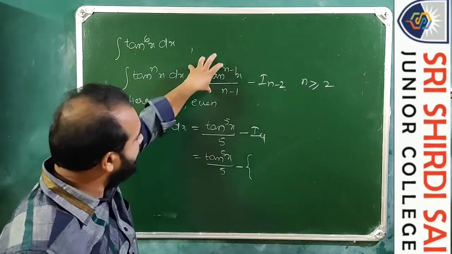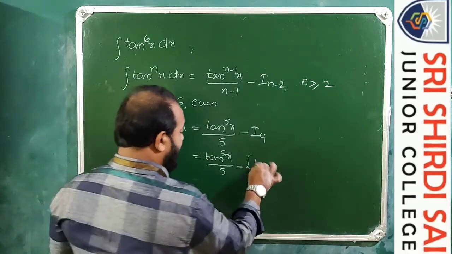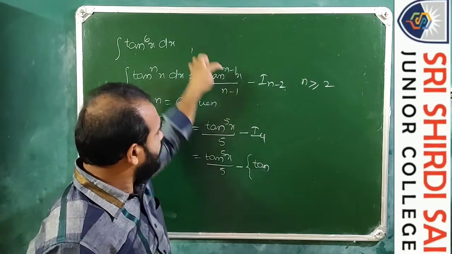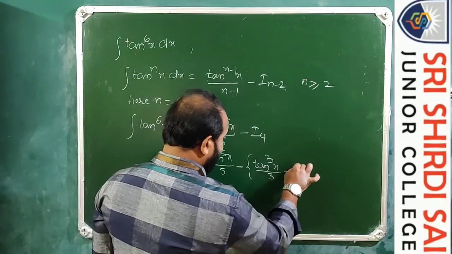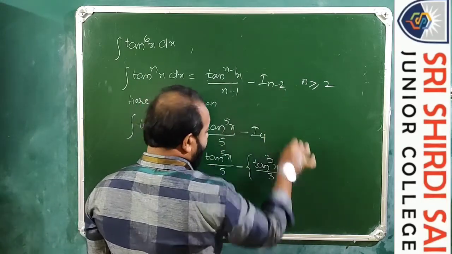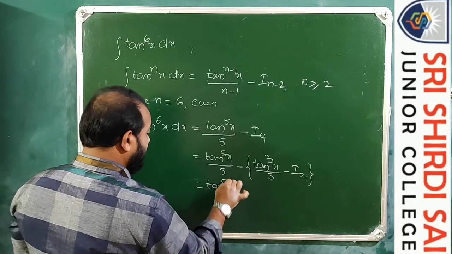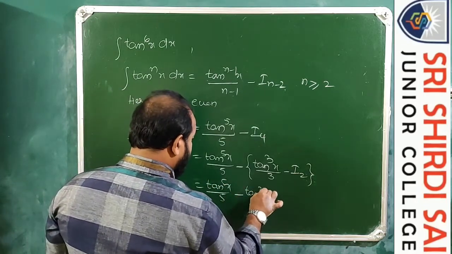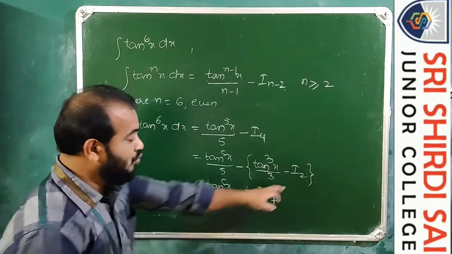So still this formula is used. Now n equals 4. Substitute here: 4 minus 1 is 3, so tan cube x by 3 minus I, 4 minus 2 is 2. So tan power 5x by 5 minus tan cube x by 3, minus into minus plus I2.